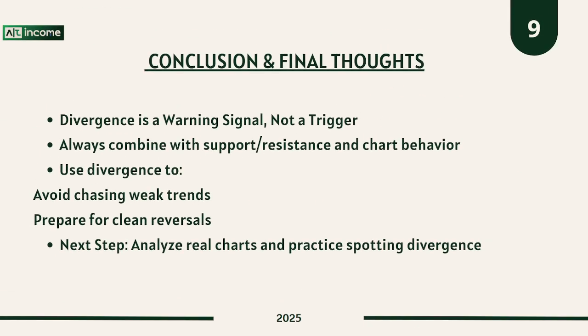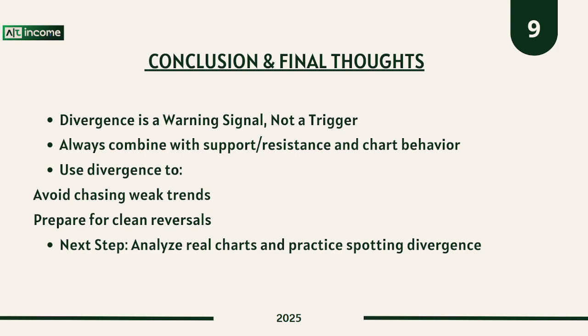Okay, so let's look at a conclusion. Divergence is a warning signal, not a trigger. It doesn't tell you that this is when you should get in. No, use other things as confidence to get in, but it warns you to be careful about continuing to buy. If you are in a buy, you can leave that buy and then be looking for a possible reversal. That's what divergence tells you. Always combine it with support and resistance and chart behavior.